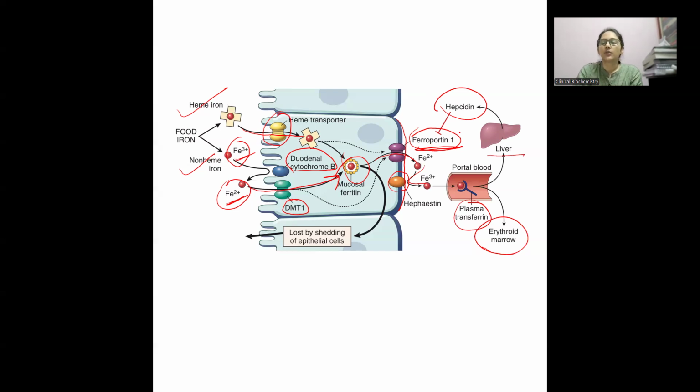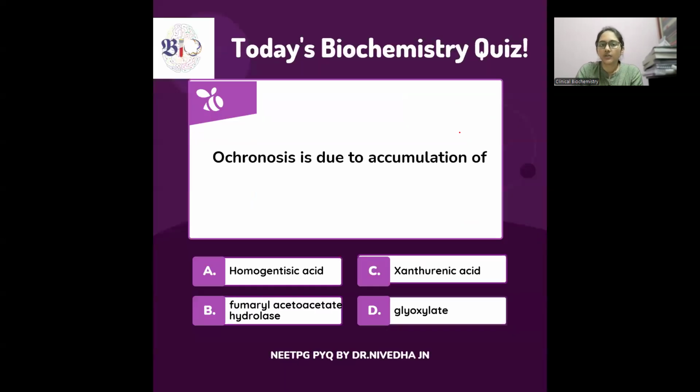All right, let's move on to the next question. Ochronosis is due to accumulation of what? The options being homogentisic acid, xanthurenic acid, fumarylacetoacetate hydrolase, glyoxylate. What do you think is the answer? Just take 2 seconds. What is the answer here?